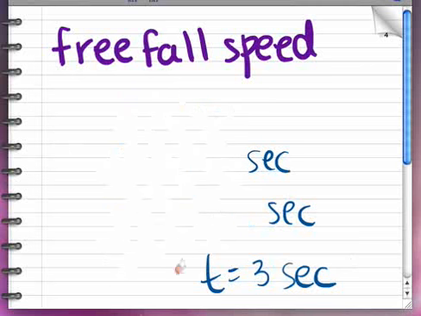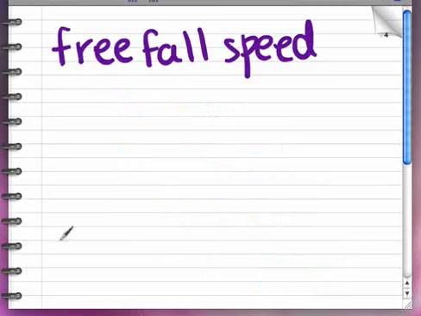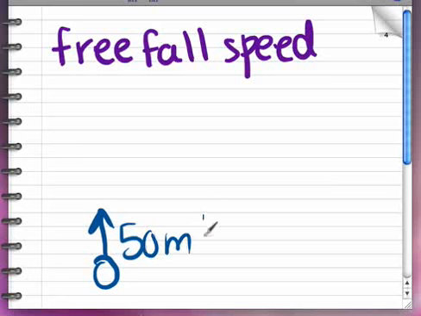Now we've only been talking about objects that are dropped, but what if you throw something upward? Suppose I throw something up at a speed of 50 meters per second.